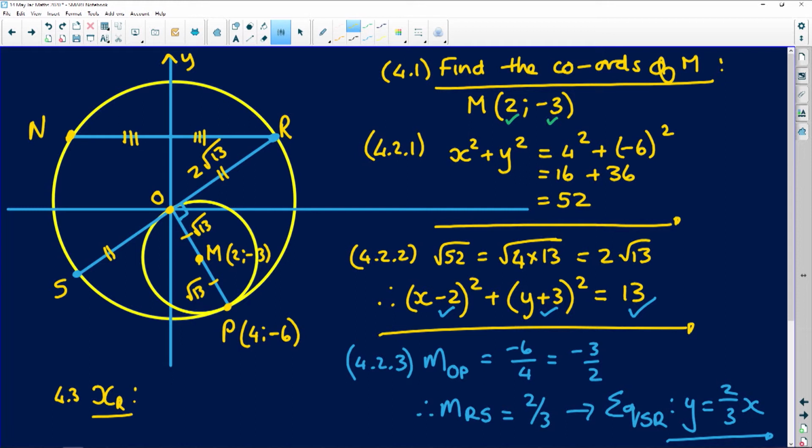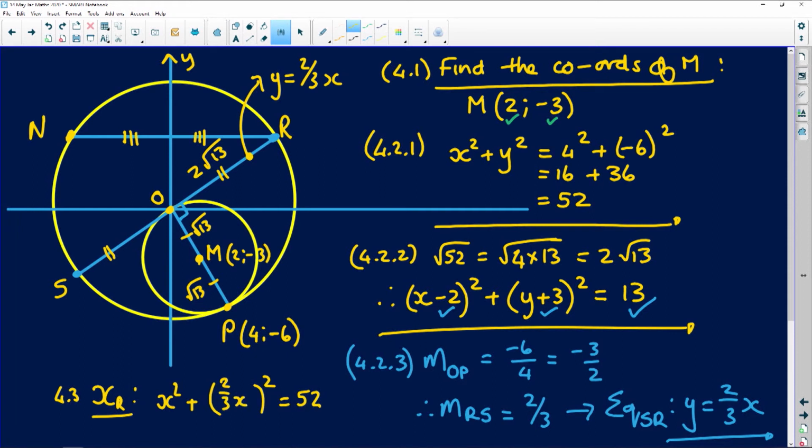Do we have any equations that we can draw on here? Let's have a look. We have the equation of the biggest circle, and we've just found the equation for XSR, which was y is 2/3 x. So what happens at point R is the circle x squared plus y squared equal to 52 is equal to the line with that equation.